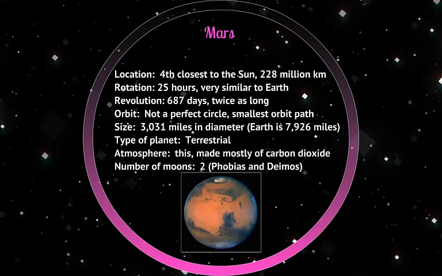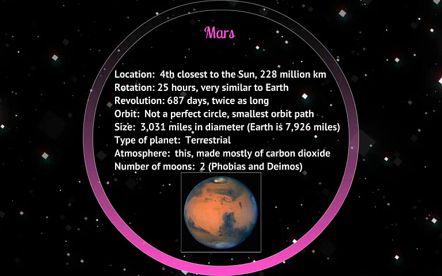Mars. Mars is the fourth closest planet from the sun, and it is 228 million kilometers. Its rotation is 25 hours, very similar to ours, which is 24. Its revolution is 687 days, so it is roughly twice as long as our year. So that would be like every other year we would get to have Christmas. Orbit, again, not a perfect circle. It is actually the fourth smallest orbital path.